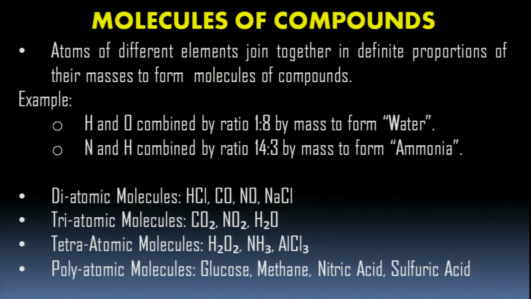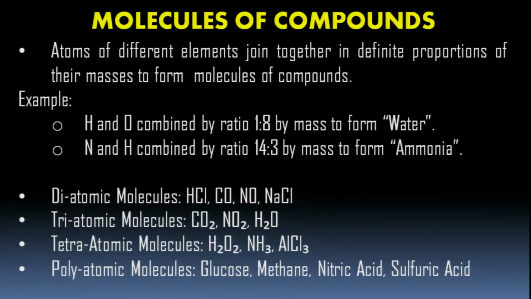Poly means more than this. We can't just go on saying penta, hexa, hepta, octa. We call it polyatomic. For example, glucose. What is glucose? C6H12O6. Methane, CH4. Nitric acid, HNO3. Sulfuric acid, H2SO4. So, all these are polyatomic molecules. Children, now you might have got some idea what diatomic, triatomic, tetraatomic and polyatomic molecules of compounds are, as well as of elements that we had discussed.